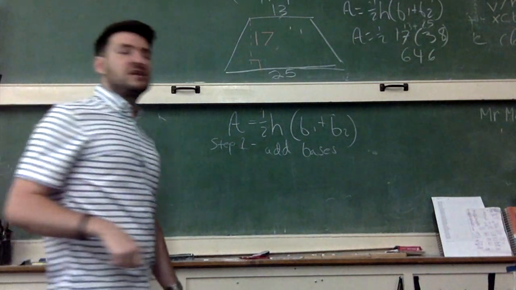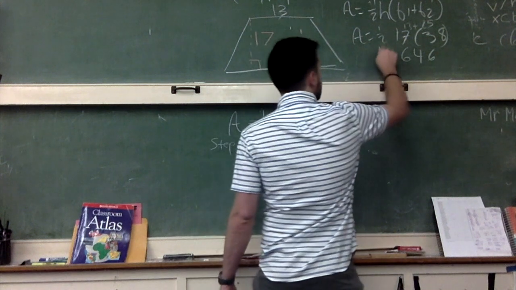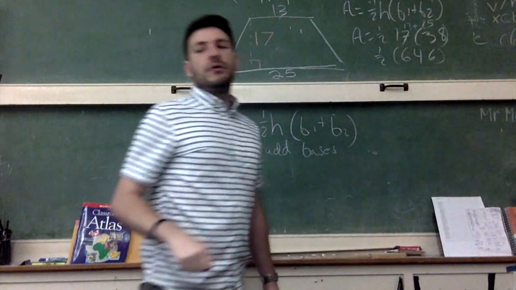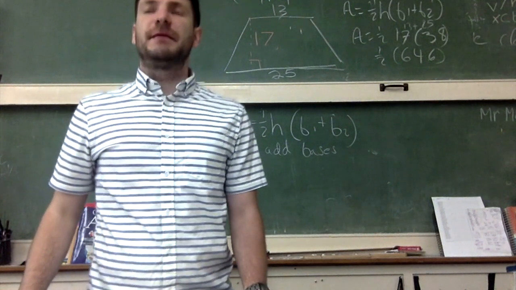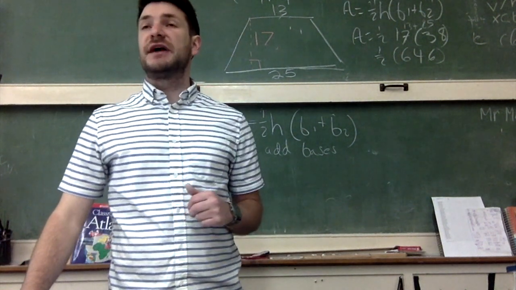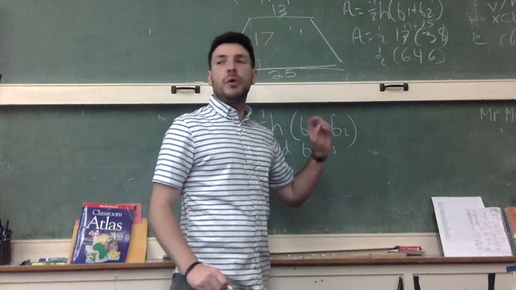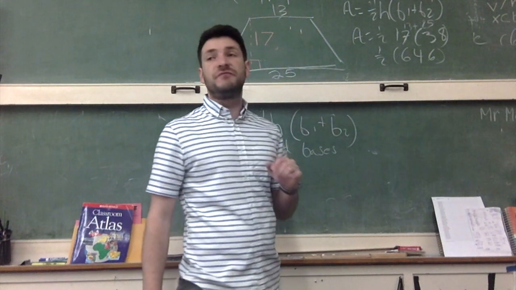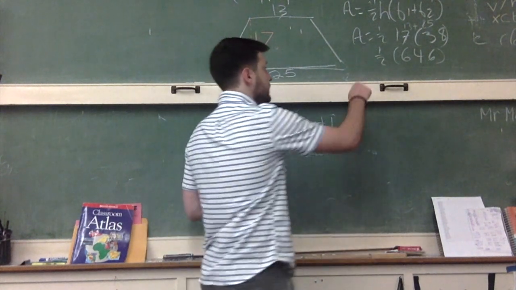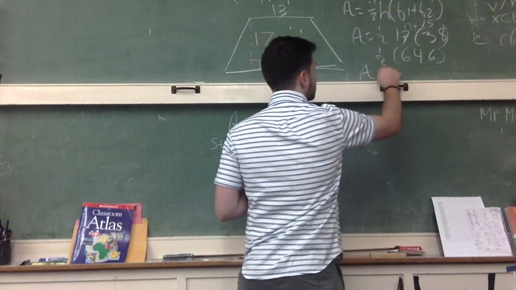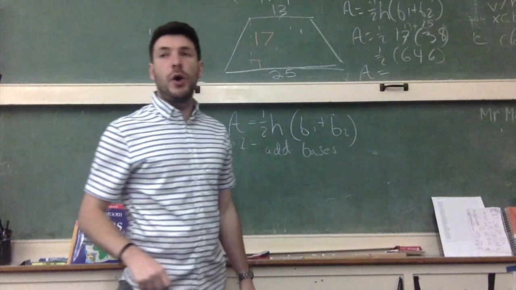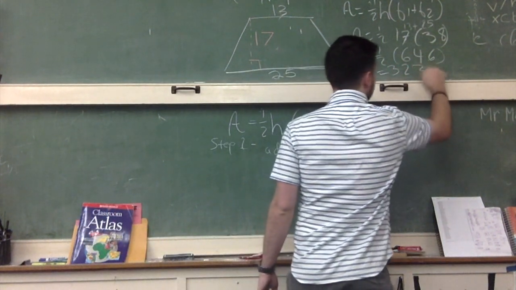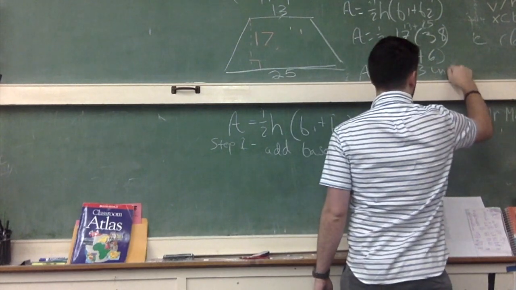And then we're going to multiply that by 1/2. As you know, when we multiply something by 1/2, it's the same thing as dividing it by 2. So 646 divided by 2 means our area, which will be in square units, is going to be 323 units squared.